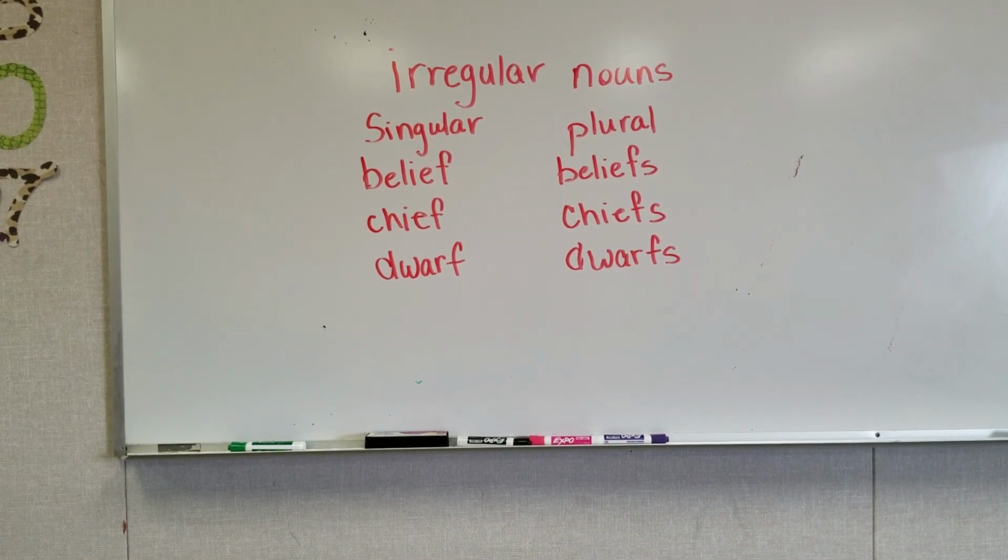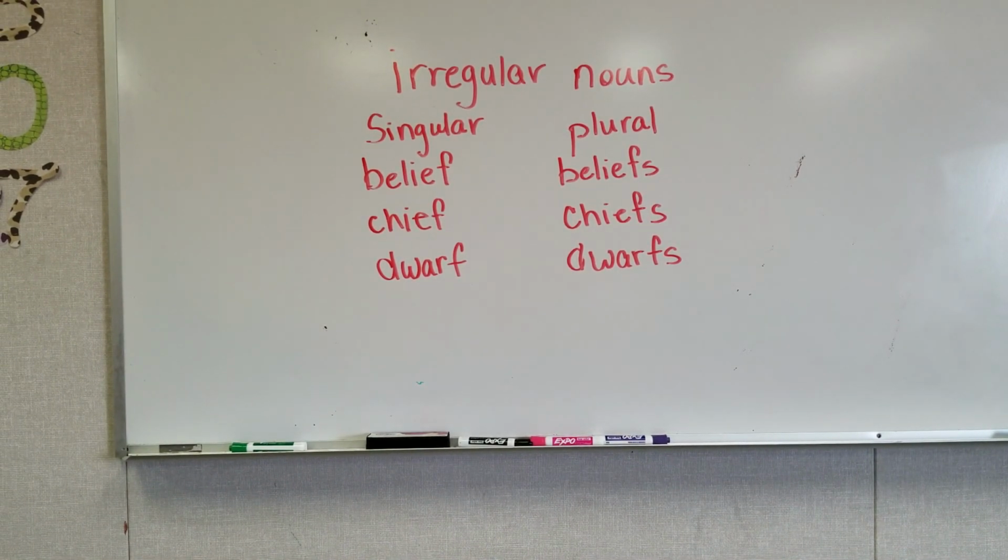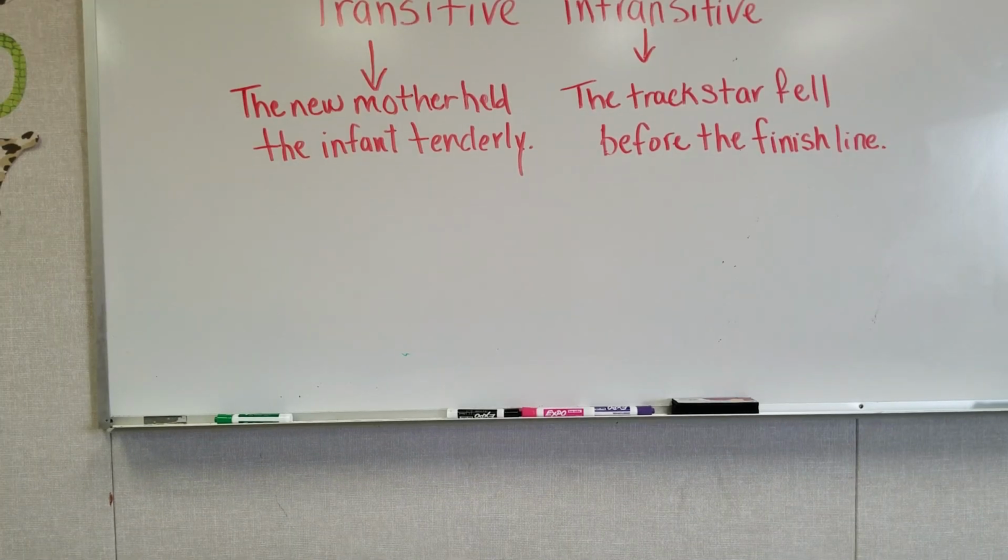Now we have a list here of irregular nouns. I just noticed on the study sheet it says irregular verbs, which is rather interesting because these are not verbs. These are nouns. But here's just a few irregular ones, and you notice the singular form of them and the plural form of them. There's several more listed on your study sheet. You'll need to be familiar with those and how they form their plural.